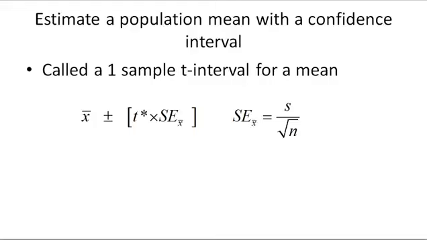This is called a one sample t interval. This is used when we're trying to estimate a population mean with a confidence interval. Here we're going to start off with our sample mean x bar. We're going to go up and down by, again, our margin of error, which is your t star times the standard error, and there's the formula right there for the standard error.